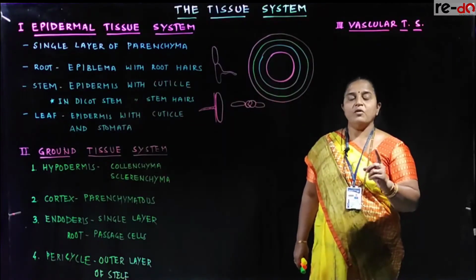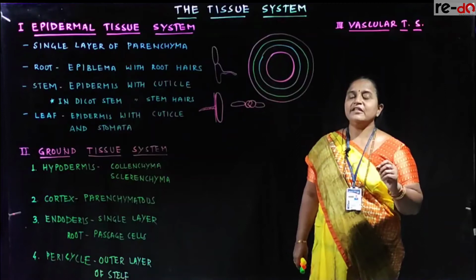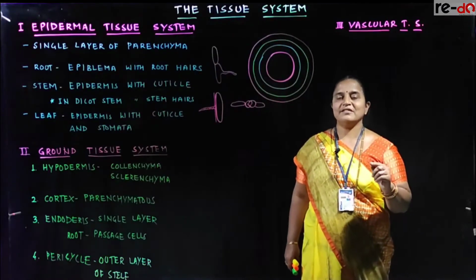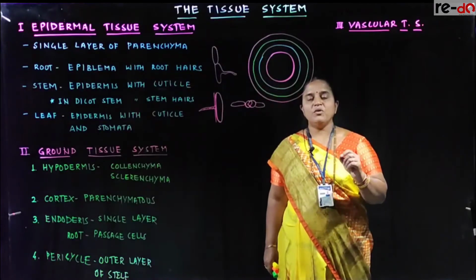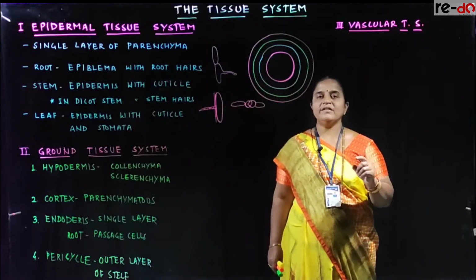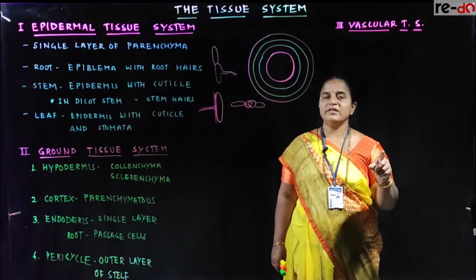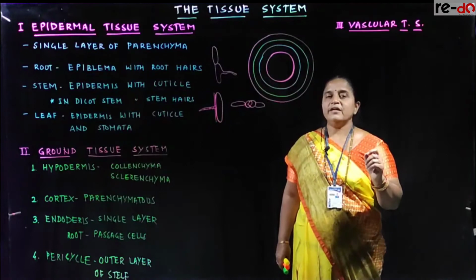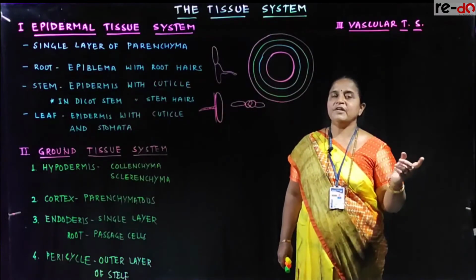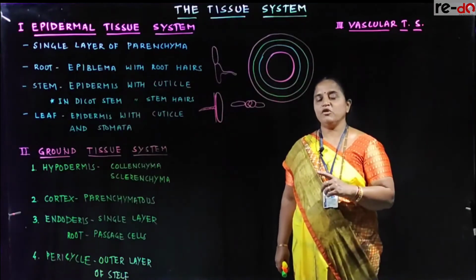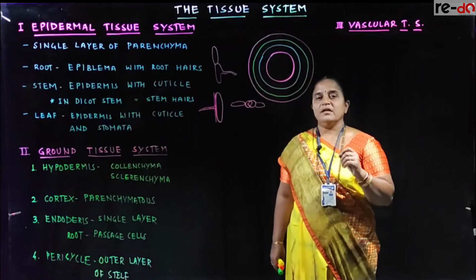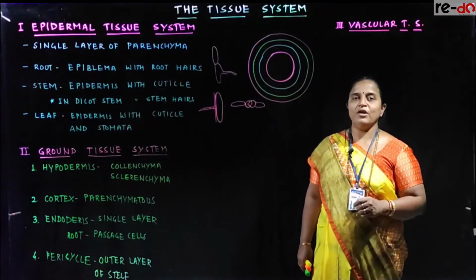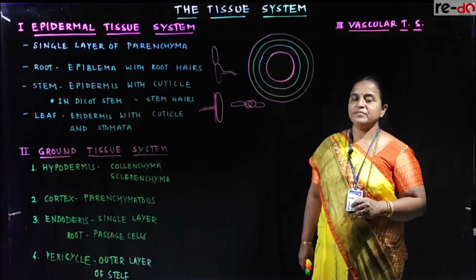Coming to the root, the outermost layer, where the cells are thin-walled, has unicellular outgrowths called root hairs. Hence, the outermost layer of the root is known as epiblema due to thin-walled cells. There is no cuticle present. The root hairs help in anchorage as well as efficient water absorption. This epiblema is provided with root hairs, hence it is also called the piliferous layer.